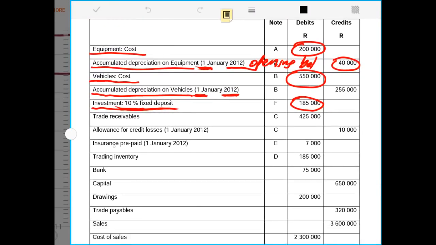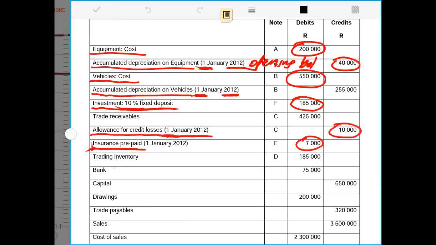And to highlight another thing, we are given the allowance for credit losses on the 1st of January 2012. This was an estimation of credit losses that was done last year, and this amounted to 10,000 rands. And we are given insurance that was prepaid last year. So now this insurance was an asset last year because it was prepaid, but at the end of the current year the 7,000 must be cancelled from being a prepaid expense to an insurance expense account, because this is an expense for the current year. So now it must be added under the insurance expense for the current year.